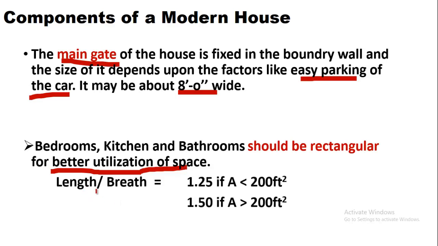The standard practice to make better utilization of the available space is that the length to breadth ratio should be 1.25 if the total covered area is 200 square feet, and if the area is greater than 200, then this length to width ratio should be 1.50.